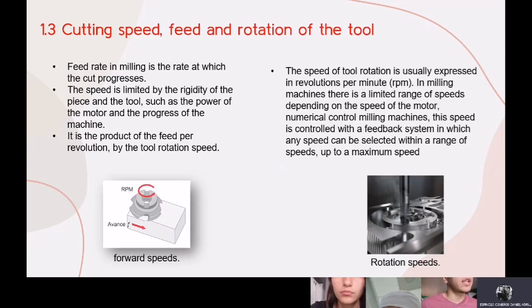Cutting speed, feed, and rotation of the tool. Feed rate in milling is the rate at which the cut proceeds. The speed is limited by the material of the piece and the tool, and by the power of the motor. The feed progress of the machine is the product of the feed per revolution by the tool rotation speed. The speed of the tool rotation is usually expressed in revolutions per minute, RPM. In milling machines, there is a limited range of speeds depending on the speed of the motor, such as in a numerical control milling machine.